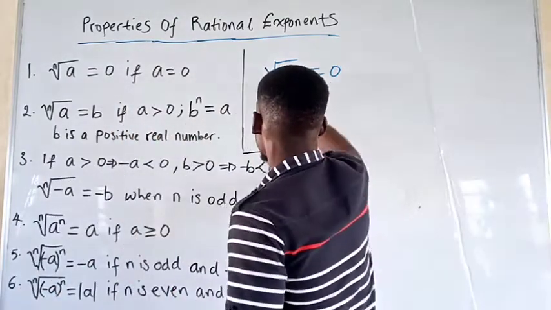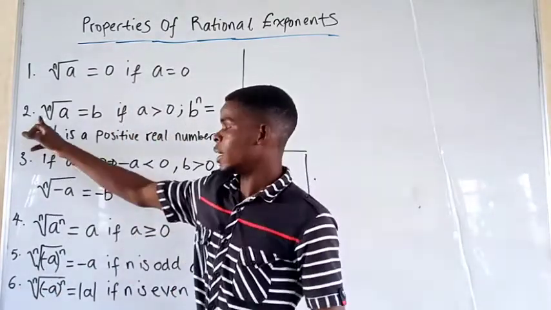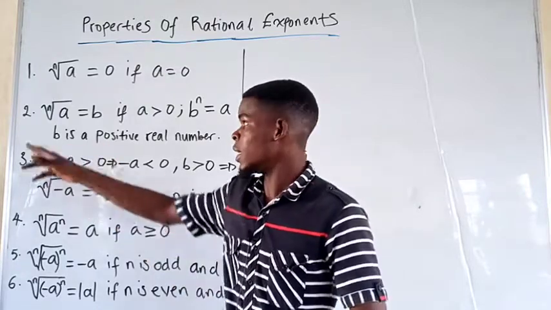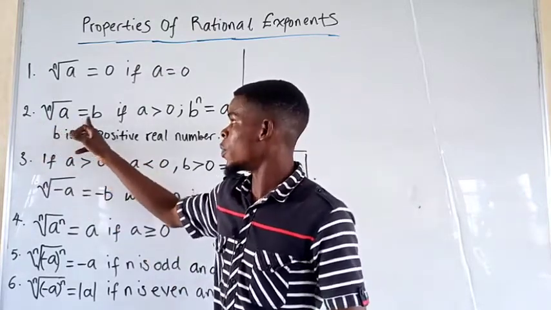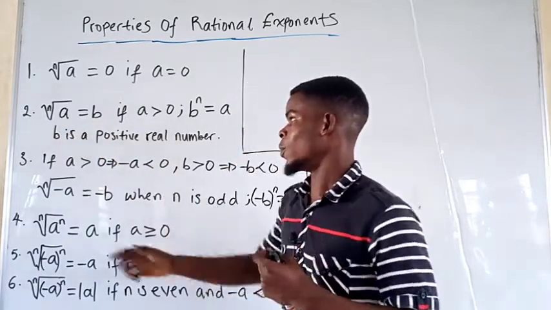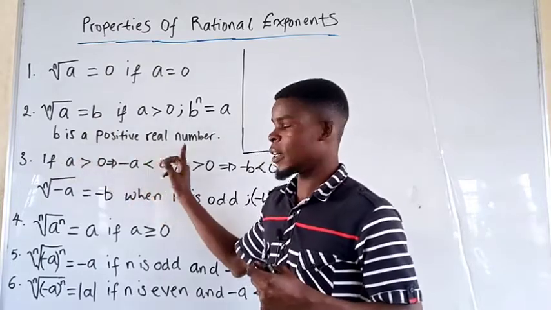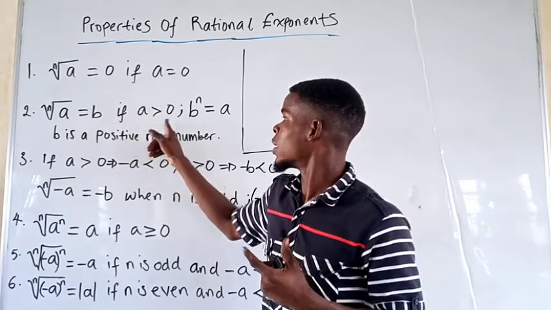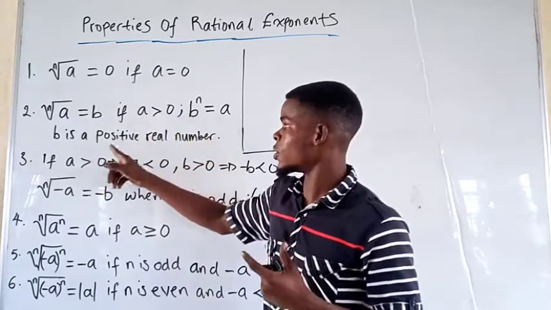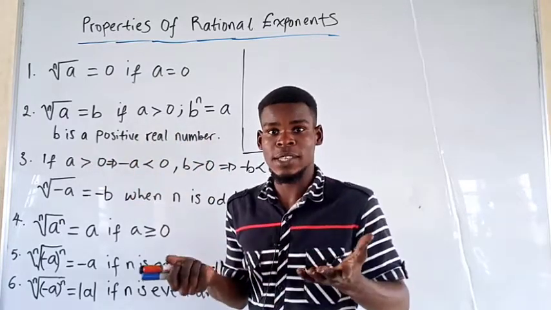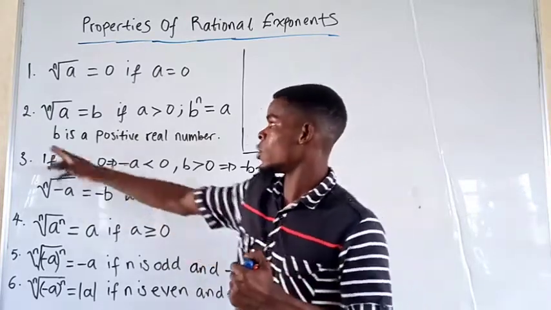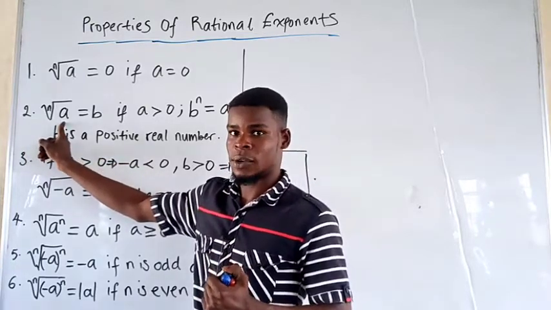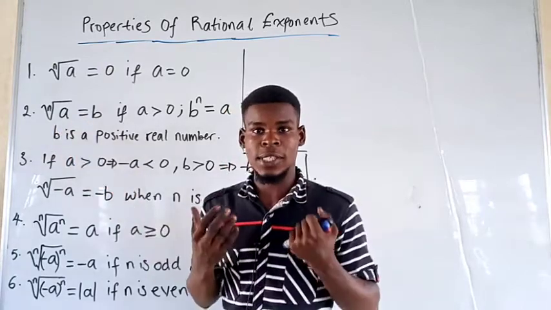Now for the second one, we see here that the nth root, which could be a square root, fourth root, cube root and so on, of a certain number a will be b if b is a positive real number and a is also a positive number. If a is greater than 0 and b is a positive real number, that means b is also greater than 0. This property is telling us that when we have the nth root of a certain positive number, then the result will be another positive number.